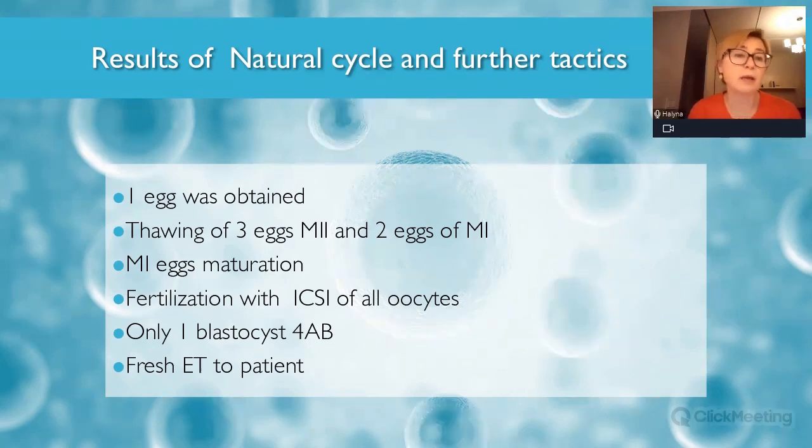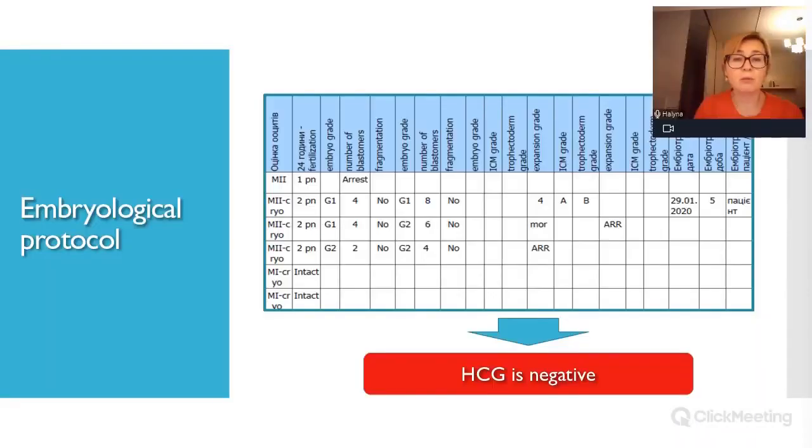I received one egg. We thawed 3 M2 eggs and 2 M1 eggs. Then the M1s, our embryologists tried to mature. They became M2, and we have done ICSI, but unfortunately received only one blastocyst.